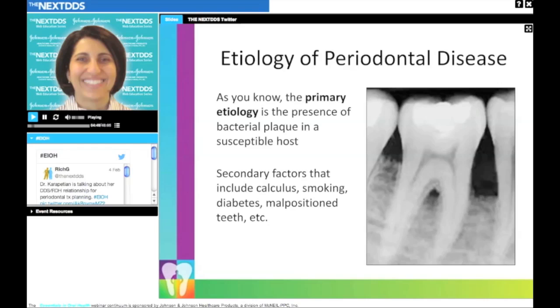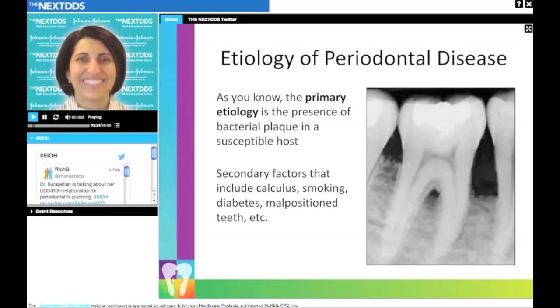The secondary factors most of us may know about are things like calculus, plaque, smoking, diabetes, open contacts, malpositioned teeth. There are many different secondary factors. And some of these secondary factors can be modified. Things like calculus, we can remove calculus. Smoking, a patient can quit smoking. Diabetes, unfortunately, is not a modifiable disease.